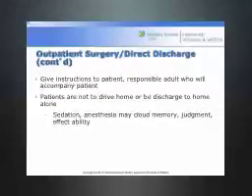And this next slide pretty much summarizes what I was saying about patients not being allowed to drive home.